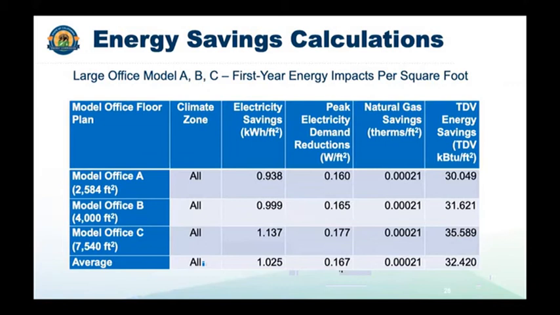The electricity savings for this measure is about 1.025 kilowatt hours per square foot on average for these measure models. And like I mentioned earlier, there are three office models being studied here for this measure. And the TDV energy savings is about 32.42 kBTU per square foot on average for the measure models.